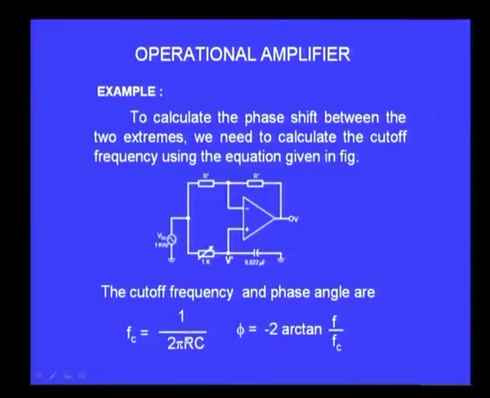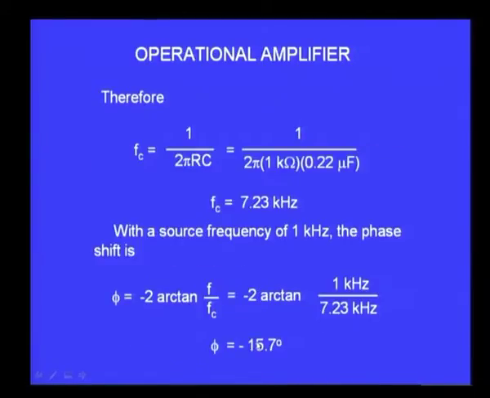This is a well known formula that you know, and the phase angle is given by minus 2 arc tan f by fc. So, f is the applied frequency, fc is a cutoff frequency obtained from this formula 1 by 2 pi RC. So, by using this for values that I have shown in the circuit, 1 by 2 pi RC, R is 1 kilo ohm, C is 0.22 microfarad, and if you do that you get a cutoff frequency of 7.23 kilohertz.